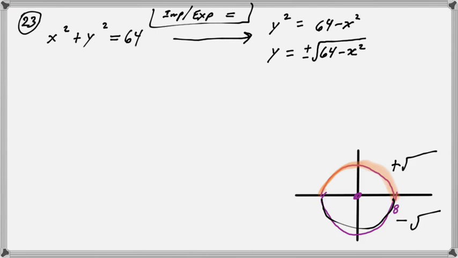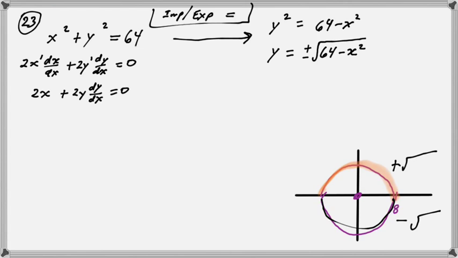So I'm going to do it implicitly, explicitly, and show that they're the same. First off, I'm going to take the derivative here. Power, base, one less power, derivative of the base. Because it's an x, I put dx/dx. Power, base, one less power, derivative of the base. Because it's a y, I put dy/dx. The derivative of a constant like 64 is 0.